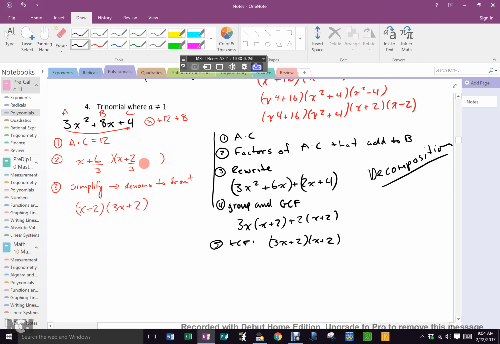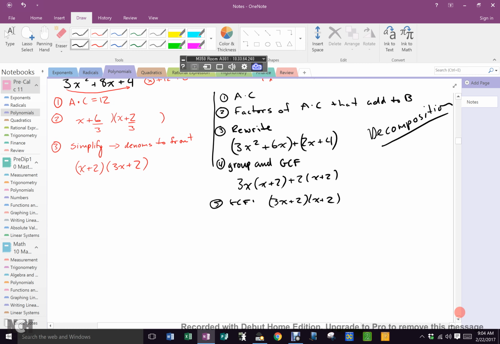Kelvin. Well, those were the factors, 6 and 2 of 12, that added to 8. Okay? It's just rewritten. Now, there's a third method, which I have seen done.